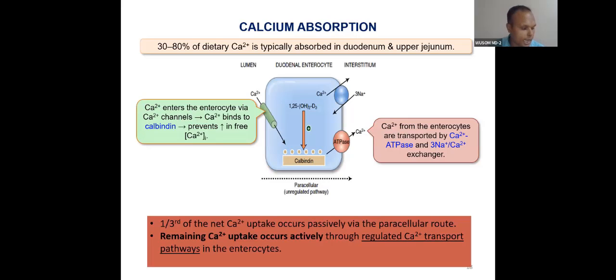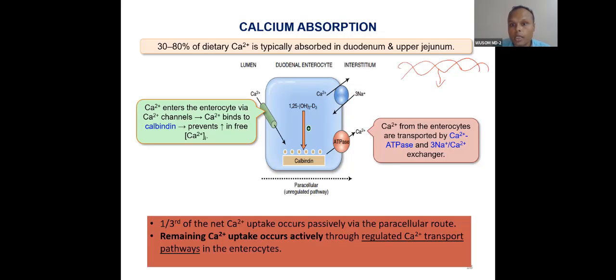We can see this, what is calcium absorption. So calcium absorption happens in the duodenum. Actually, this is a regulated type of absorption. When the vitamin D level rises in the body, it will induce, vitamin D is nothing, but it acts as a hormone.